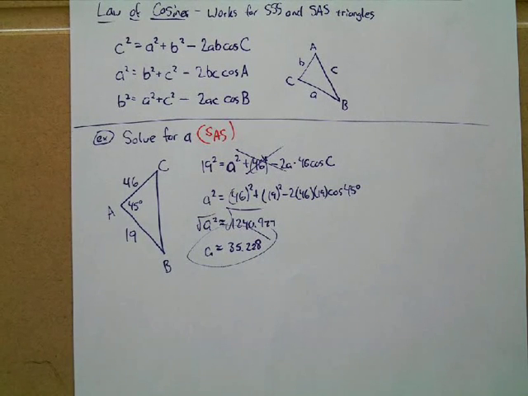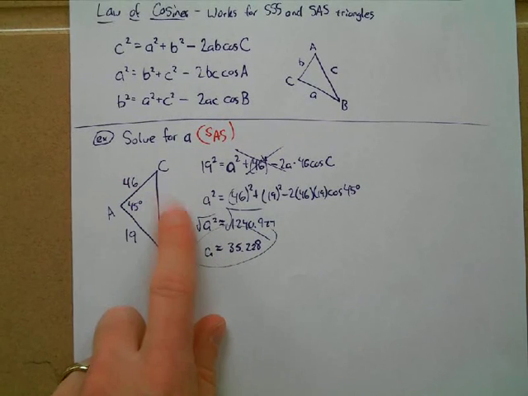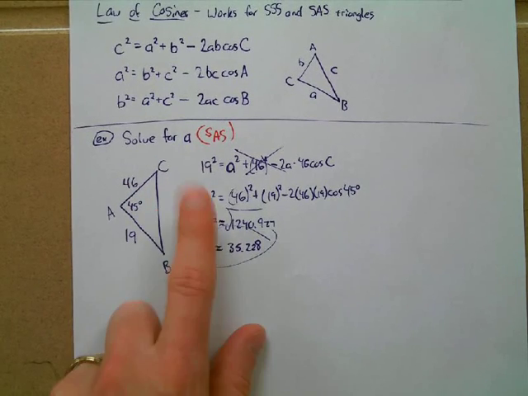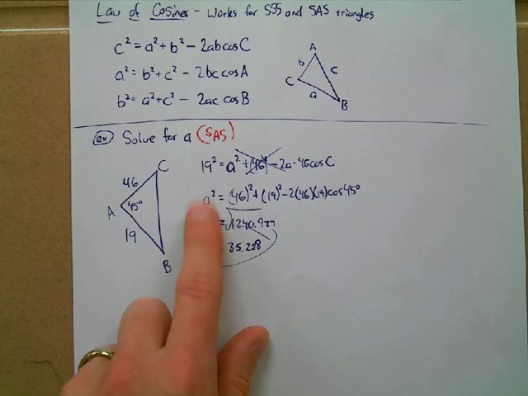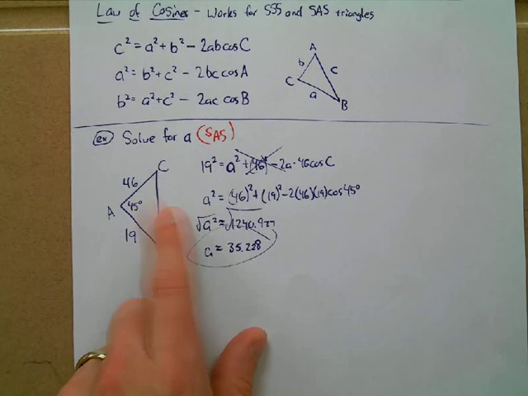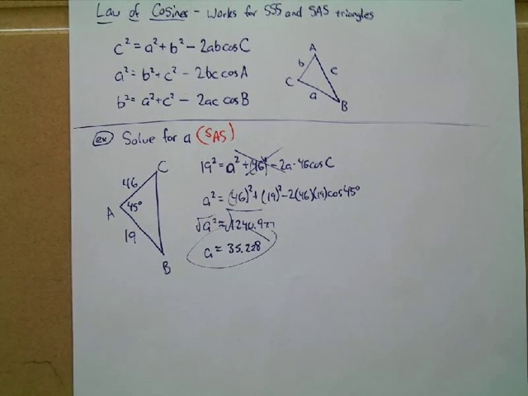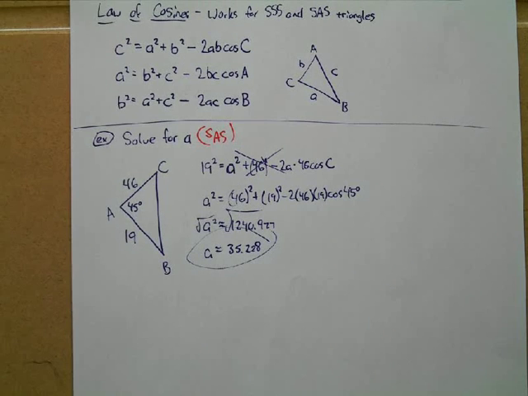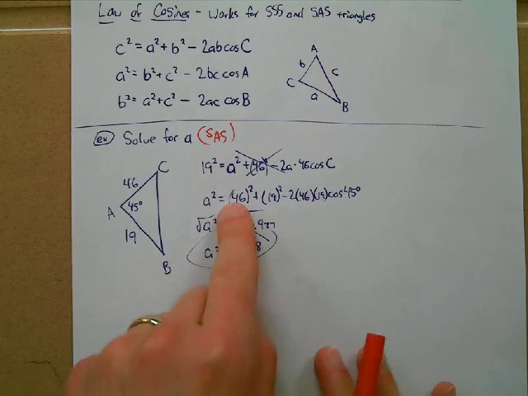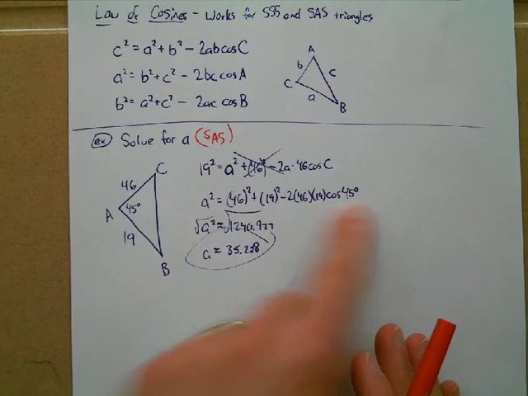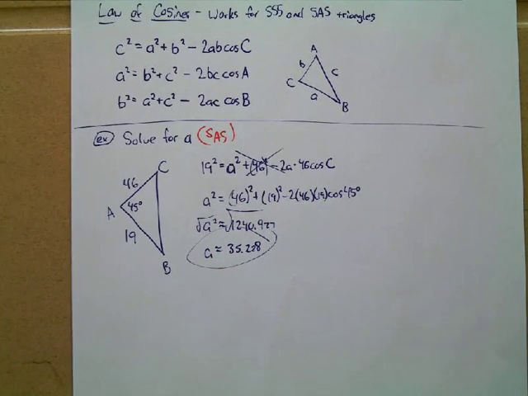And basically the idea is this: if you're trying to solve for a particular side, so in this case we're trying to solve for this opposite side here, you want to pick the formula that's got that side as its starting point. So in this case we wanted a, so we would use the a squared formula. If we were trying to solve for side b, we use the b squared formula. If you're trying to solve for side c, you use the c squared formula. Either way, you plug in all your information, and then solve for a. You get a is about 35.228.